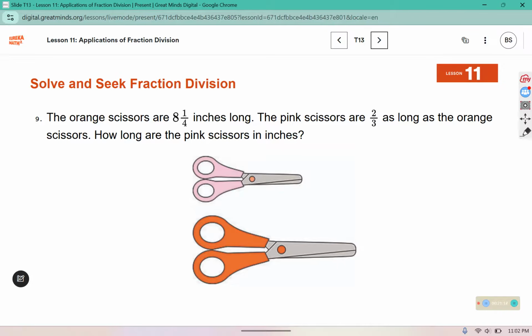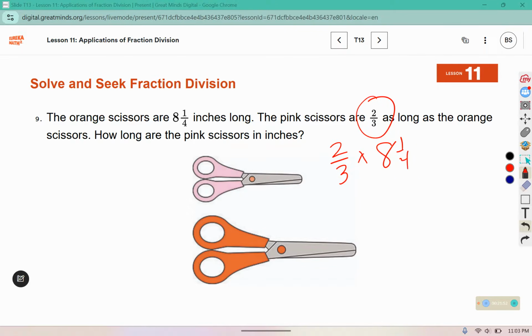The orange scissors are 1/4 inch long. The pink scissors are 2/3 as long as the orange scissors. How long are the pink scissors in inches? I think they're trying to trick you on this one. If it's 2/3 as long, it's not asking us how many of the pink scissors it takes to make the orange scissors, or vice versa. This is actually a multiplication problem. 2/3 of 8.25 will tell us the length of the pink scissors.